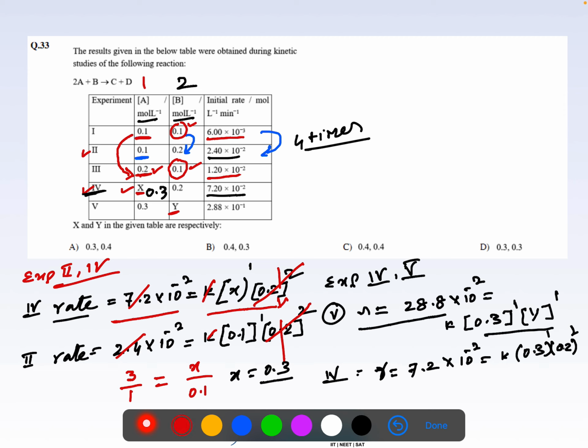Okay, so here 7.2 into 10 to the power minus 2, 28.8 into 10 to the power minus 2, it will go for 4 by 1 is equal to, these two get cancelled, 0.3, and this is y divided by 0.2, power 2, this is y square divided by 0.2 square. So if you solve this, y will be equal to 0.4. So the correct answer will be 0.3 and 0.4, answer A.